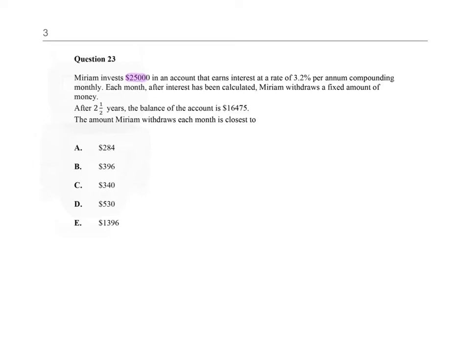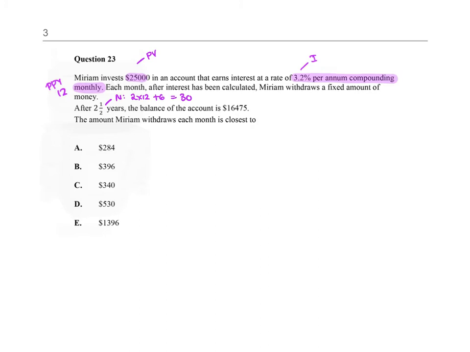25,000 into an account that earns an interest rate of 3.2% compounding monthly. So she's invested, so that's a negative PV. They just gave me the I, and they gave me the PPY is 12. Each month after interest has been calculated, Miriam withdraws a fixed amount of money. After 2.5 years, so because this is monthly, it would be 2 times 12 plus 6. So we've got 30 months.